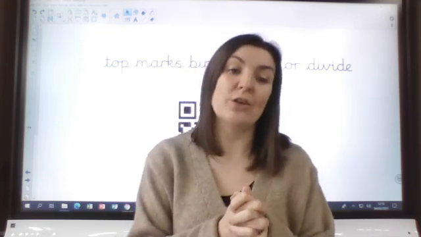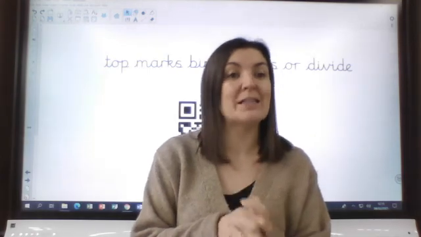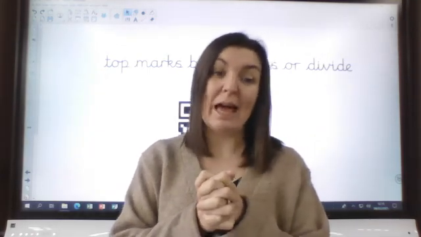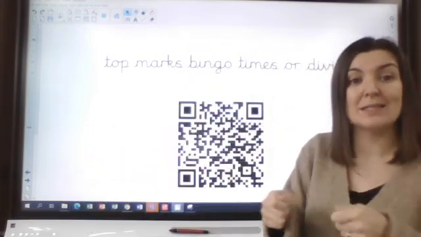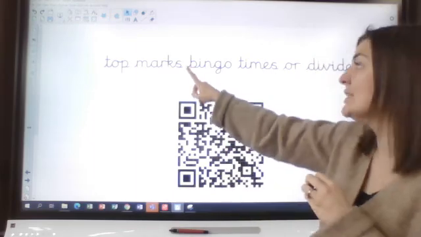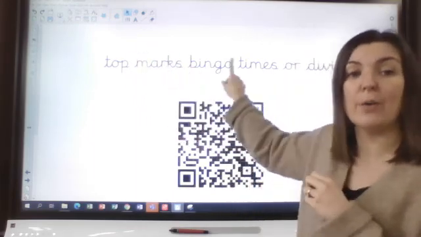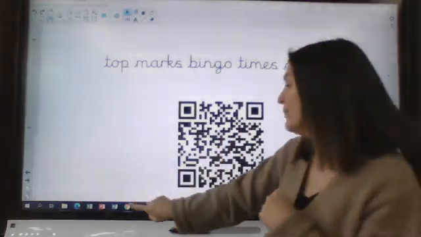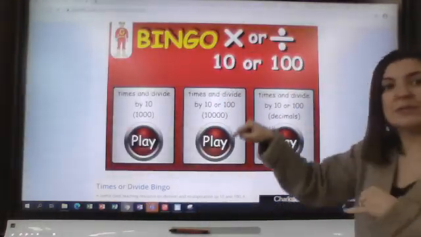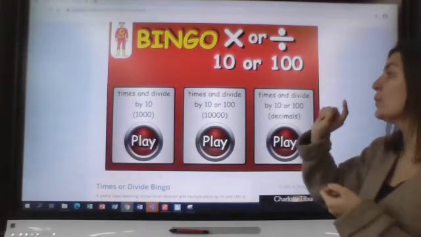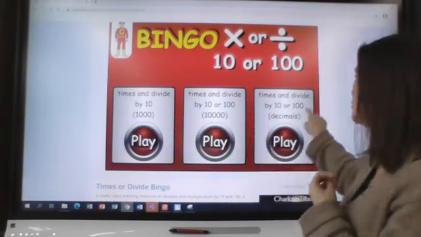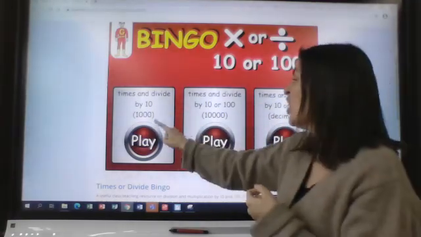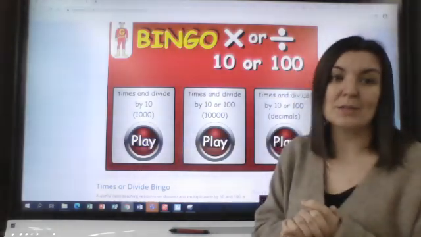Before we do that, I've got something, as we have been doing every day, to get your brains warmed up, and it's thinking about multiplying and dividing by 10 and 100, and that will really help you today with your learning. So I've put a QR code onto a game if you've got another device to scan it on. If you haven't, you just need to go into Google and type in top marks bingo times or divide. When you do, it will bring this up. So this is what you need to be on, and then you can choose one of these. So times and divide by 10, that only goes up to 1,000, up to 10,000, or including some decimals. So you might want to start on one and move up when you have a couple of games.